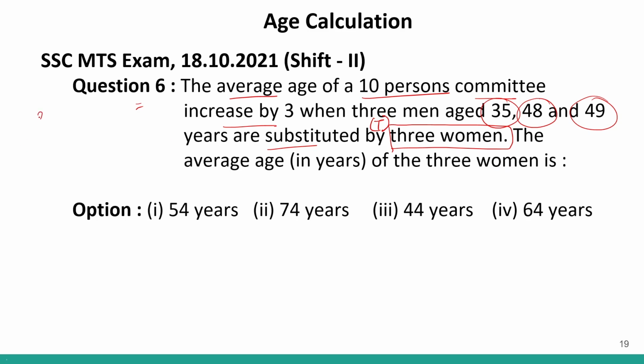Now let us say there is a sum of age of 10 men and the average becomes X. So there is a sum of age. If we divide it by 10, it will become X. This is the current age. So when these 3 men are included without substitution, the sum of the ages will be 10x. Correct? X is the average. X is the average including men. So men are also included.